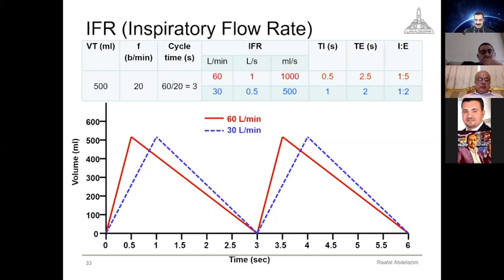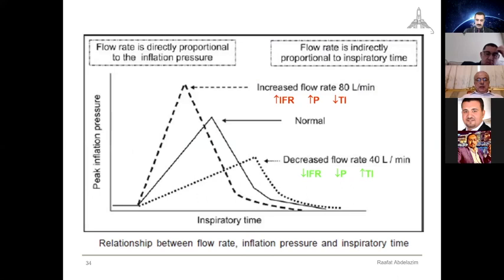The final result, in the blue one, is that decreasing the inspiratory flow rate means that the inspiratory time is increased and the expiratory time is decreased. In this example, the I:E ratio would be 1 to 2. So this is the effect of manipulating the inspiratory flow rate. The reverse also exists. Increasing the inspiratory flow rate will result in the following.